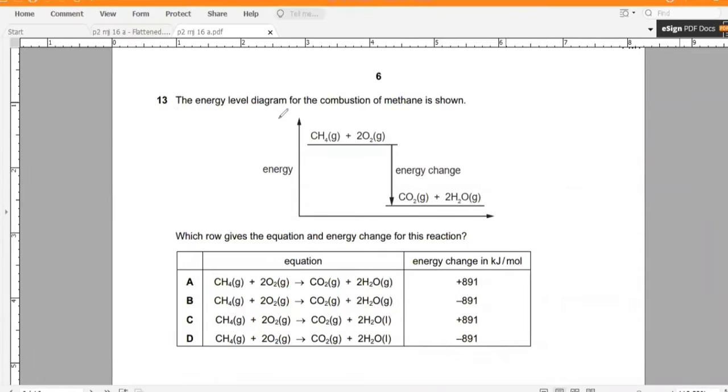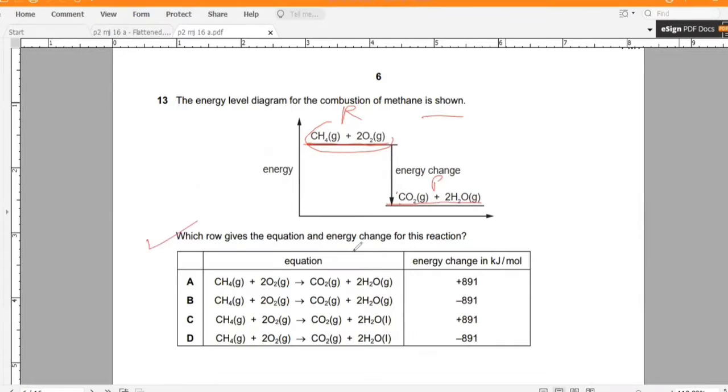Okay, 13. The energy level diagram of the combustion of methane is shown. Here methane is burnt. Okay, this is the reactant part. And here energy is produced, I mean the product is formed. This is carbon dioxide and water. So the energy level here is less. The energy level of the reactant is actually more, the product is less. Which row gives the equation and the energy changes of this reaction?